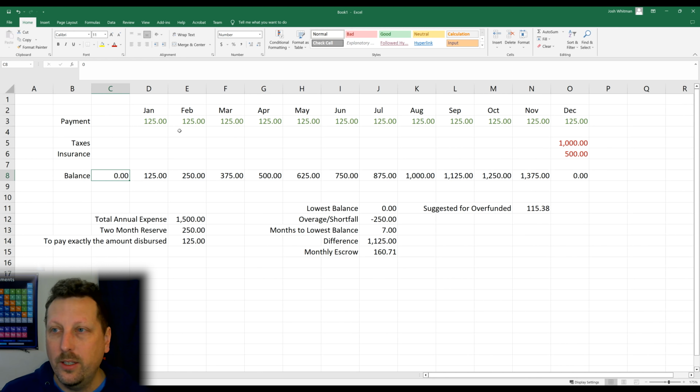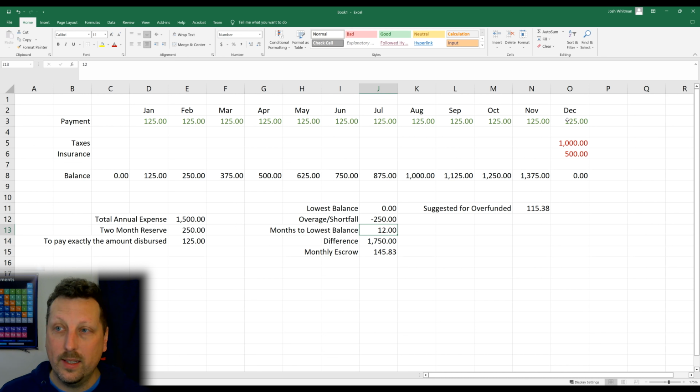In the idealized situation, we collect $125. There's no opening balance. The expenses are at the very end of the year. Then we'd end up with a balance of 0 at the end. Now, we should have a balance of $250 if we're allowing ourselves that 2-month buffer. So if we take that $250 on the 12th month, that gives us a total of $1,500 plus $250.